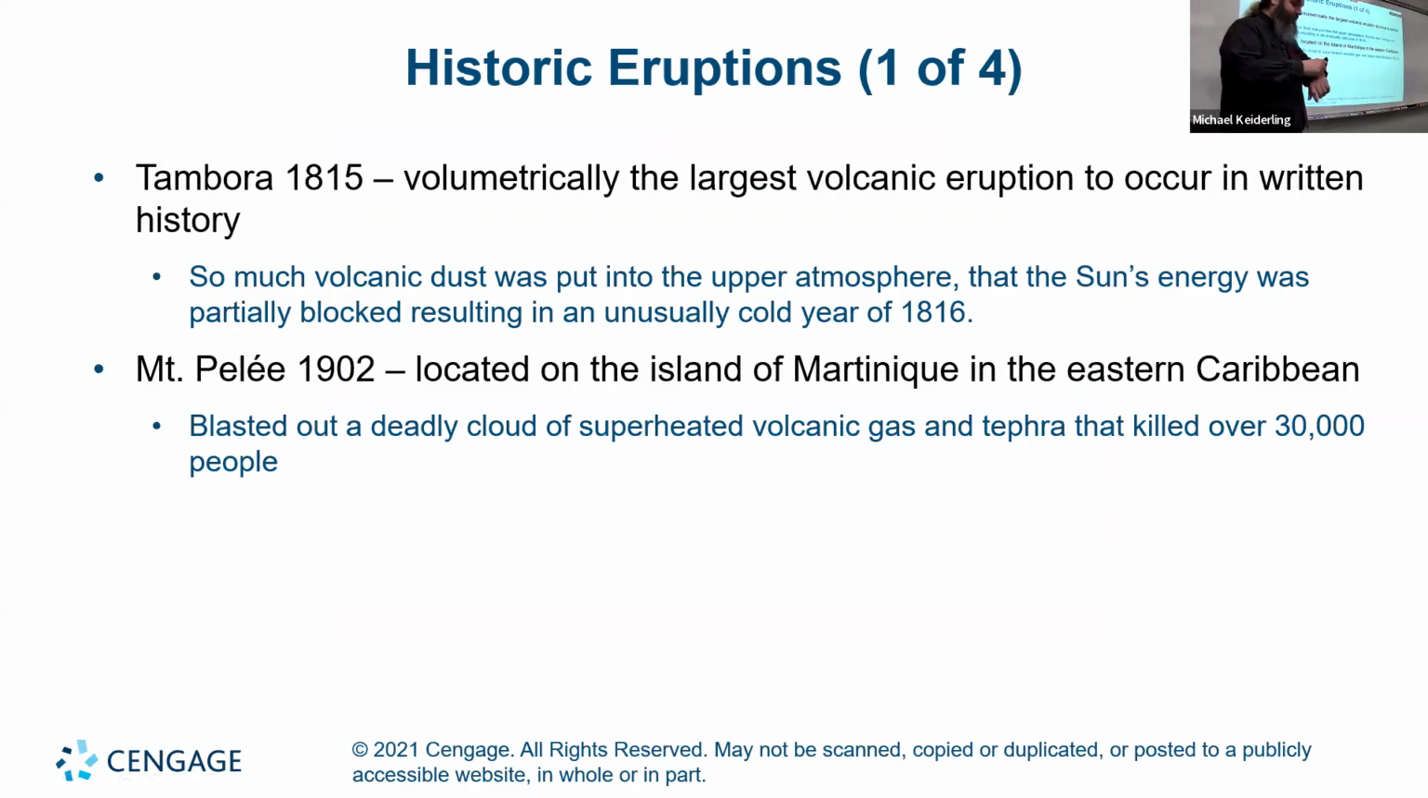So here are some examples of some historic eruptions. Mount Tambora in 1815. Mount Tambora is in Indonesia. It was volumetrically the largest volcanic eruption to occur in written history. So much volcanic dust was put into the upper atmosphere that the sun's energy was partially blocked, leading to 1816 being an unusually cold year. Particularly in Europe, because of the way the air currents flowed, that year was called the year without a summer.